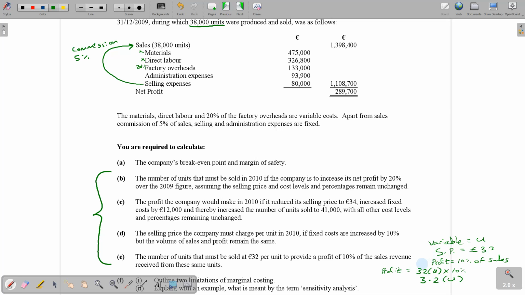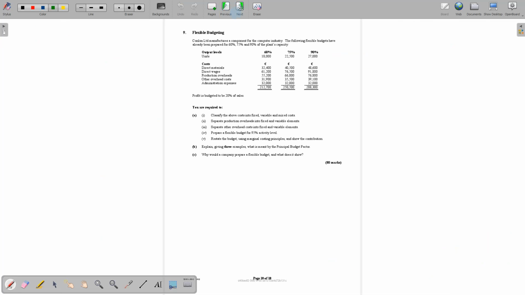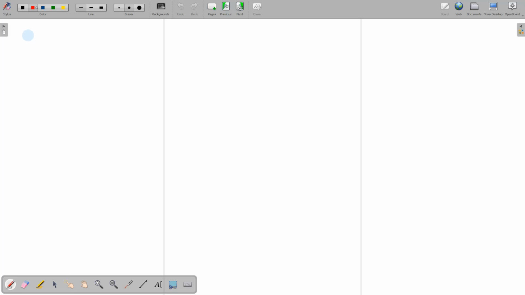Fixed costs are going to remain the same, but sales commission is going to have to equal 5% of selling price. So 5% of 32 is 1.60. This is what makes it quite tricky, there are loads of things changing. Again, not the hardest thing in the world because we know our formula. We just have to make sure we're getting all the figures correct. So we said selling price is now €32 by however many units we sell.